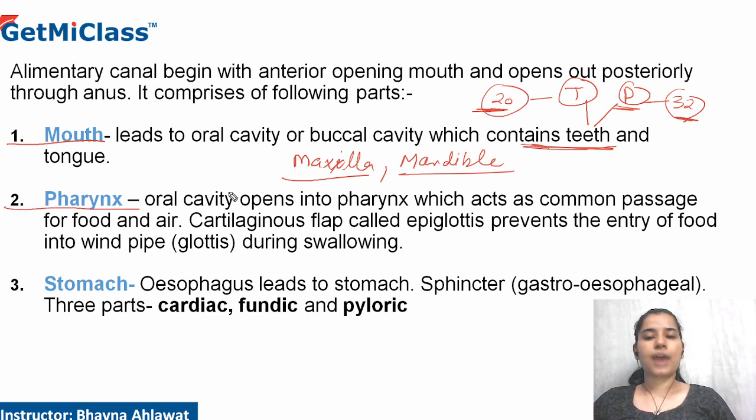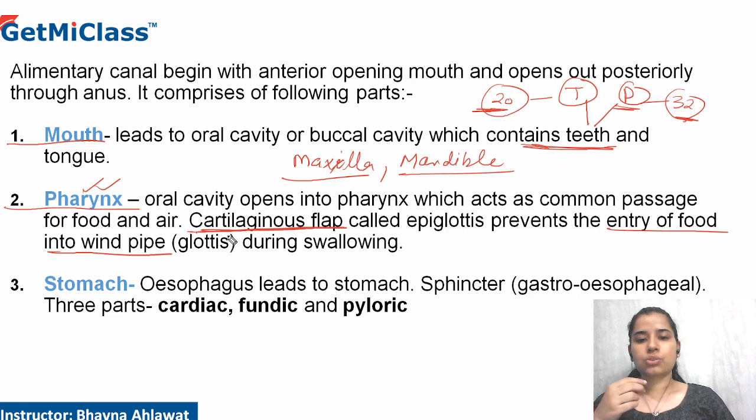Then pharynx. The pharynx is a location in our alimentary canal which is associated with both the food pipe and the windpipe. So entry of both food and air will happen through this, that is the pharynx. It's a cartilaginous flap, the epiglottis. It prevents the food from entering our windpipe so that it doesn't choke our respiratory system. The epiglottis, a cartilaginous flap, will help us block the windpipe during food intake. So entry of food into the windpipe is restricted with the help of the epiglottis.